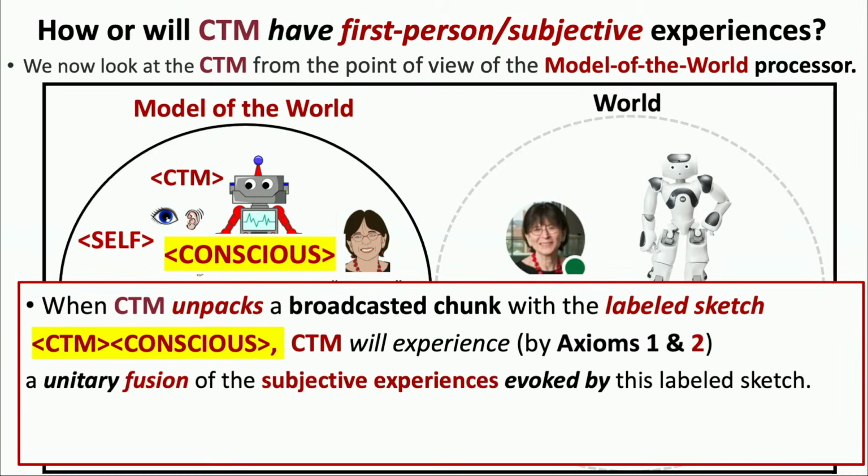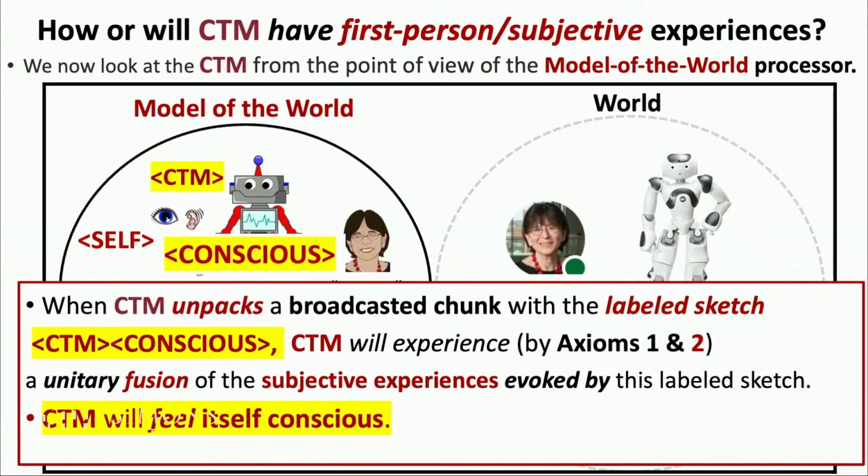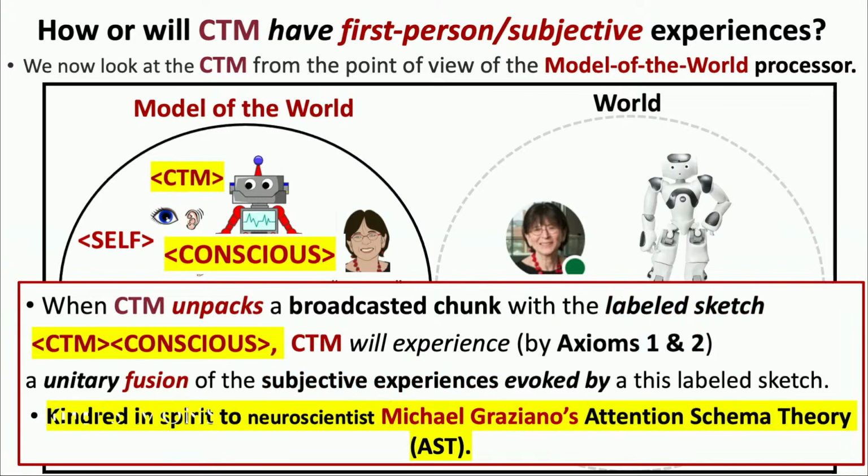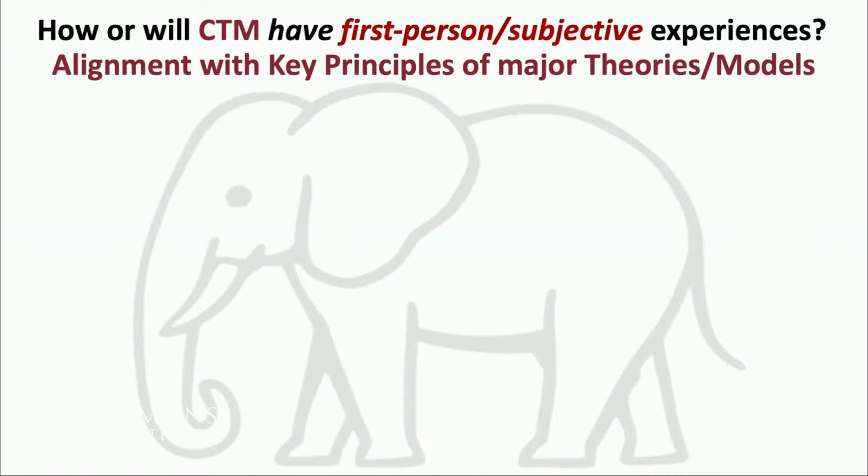Okay, so I won't go through more of that, but when the CTM broadcasts "CTM is conscious," it itself, when it unpacks, will feel itself conscious. And this is very much like Michael Graziano's attention schema theory. And I want to just end here with a little bit of how this fits into the whole landscape; there may be 250 theories of consciousness.